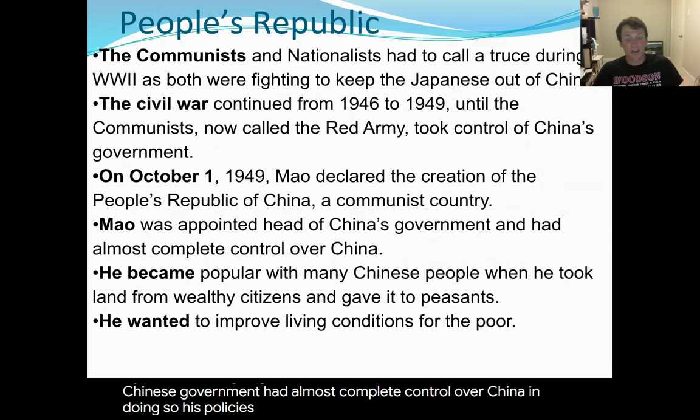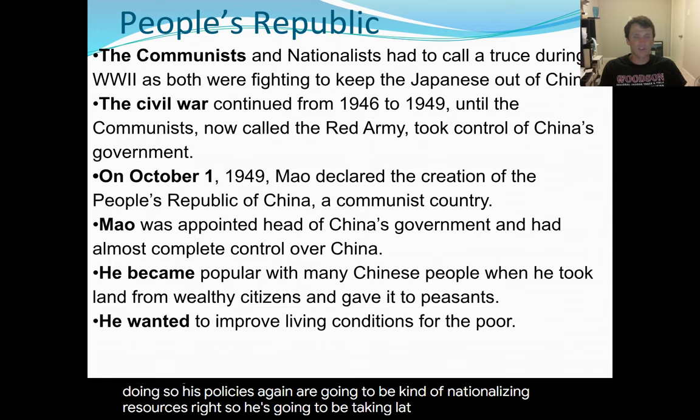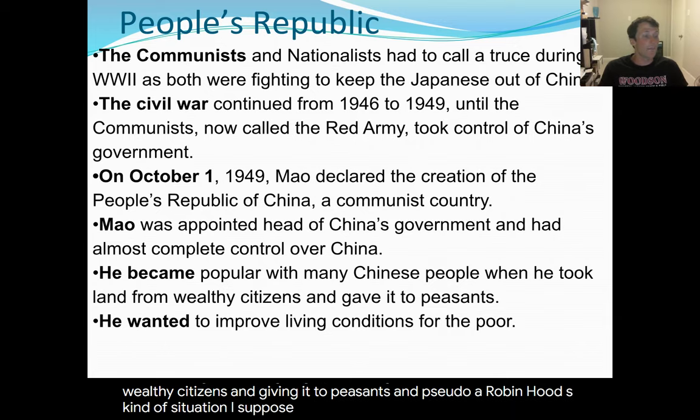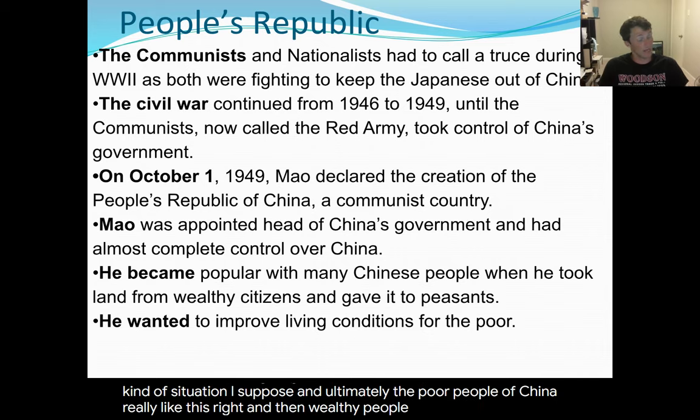His policies, again, are going to be kind of nationalizing resources, right? So he's going to be taking land and resources from wealthy citizens and giving it to peasants, a pseudo Robin Hood-esque kind of situation, I suppose. And ultimately, the poor people of China really like this, right? And the wealthy people are not so much going to like that.